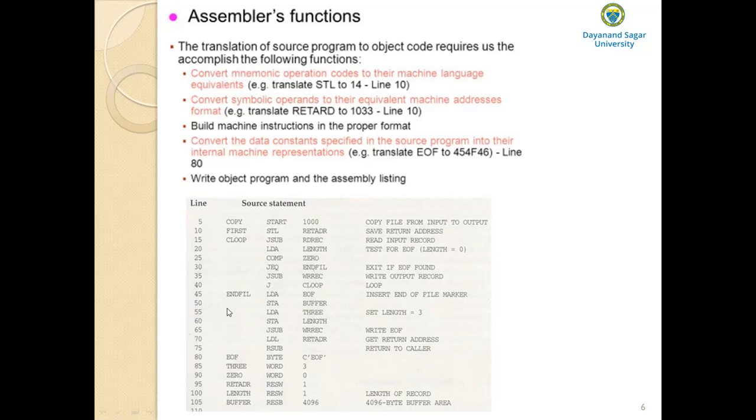For example, if you observe the SIC example program here at the bottom, say at line number 10, we have the instruction STL RETADR. It will convert the mnemonic operation codes to their machine language equivalents. The mnemonic operation here at line number 10, STL, is a mnemonic opcode. This will be converted into its machine language equivalent. What is the machine language equivalent of STL? It is 14.